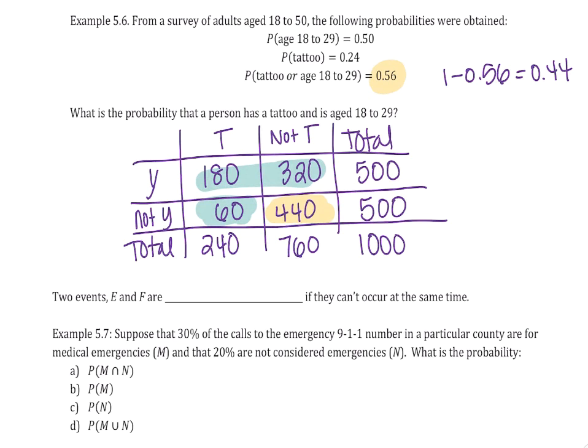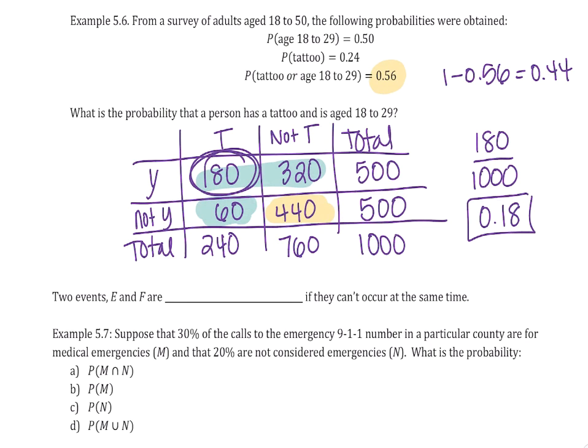And if I want to know the probability that a person has a tattoo and is a young adult, I'm looking at these 180 people out of the total 1,000. And so if I do that division, I get a probability of 0.18.